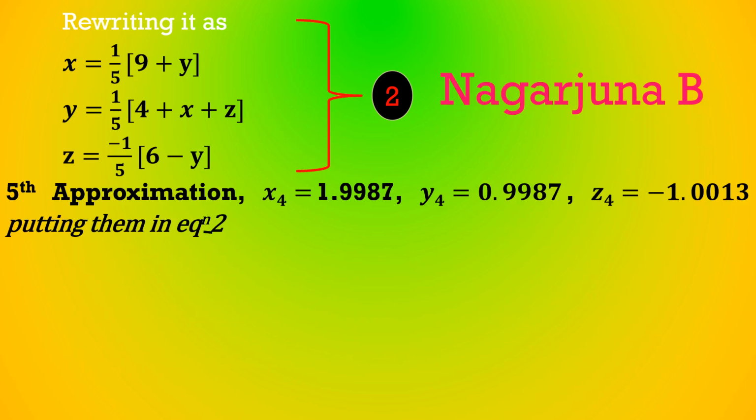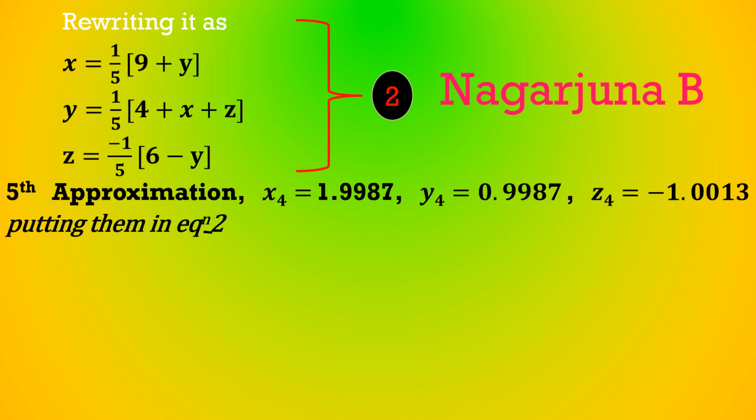Now moving on to the fifth approximation, we got x4 value as 1.9987 and y4 as 0.9987 and z4 as minus 1.0013 in the fourth approximation. So substituting these x, y, z values on the right hand side of the system of equation 2, we get x5, y5 and z5.